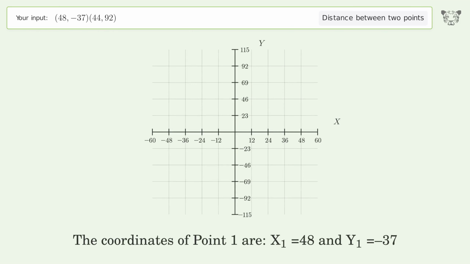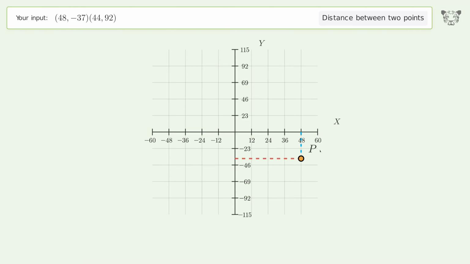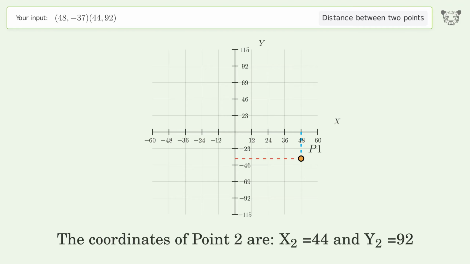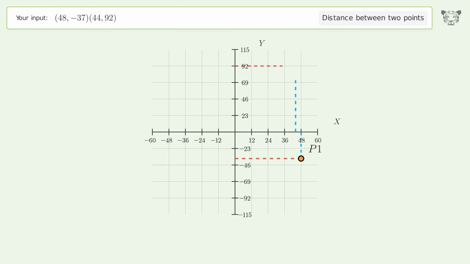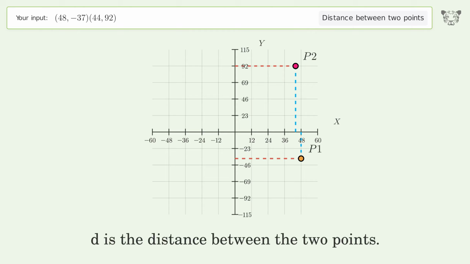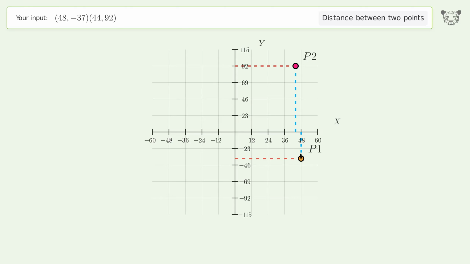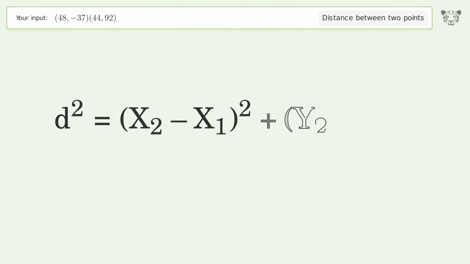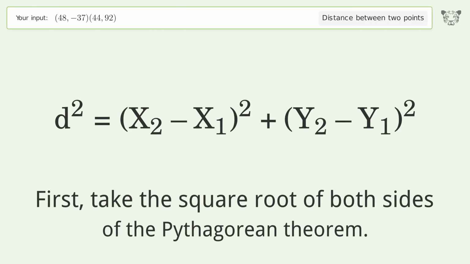The coordinates of point 1 are x1 equals 48 and y1 equals negative 37. The coordinates of point 2 are x2 equals 44 and y2 equals 92. D is the distance between the 2 points. First, take the square root of both sides of the Pythagorean theorem. This gives us the distance formula.